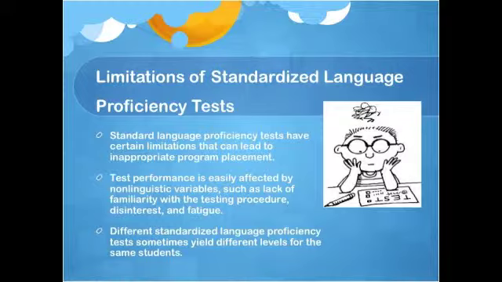Standard language proficiency tests have certain limitations that can lead to inappropriate program placement. For example, the fact that a student's score is based on a single performance sample elicited out of the context of routine classroom activity may lead to inaccurate appraisal of language proficiency. Test performance is easily affected by non-linguistic variables, such as lack of familiarity with the testing procedure, disinterest, and fatigue. Furthermore, to the extent that a student feels the pressure of a testing situation, performance may be affected by anxiety. Finally, different standardized language proficiency tests sometimes yield different levels for the same student.